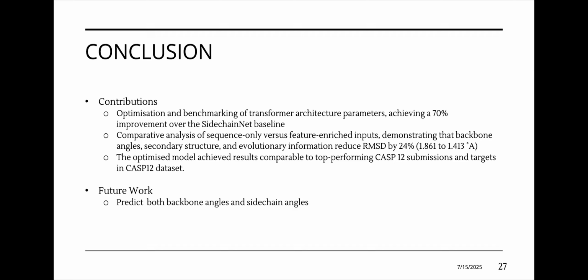To conclude, the contributions presented through this research are optimization and benchmarking of transformer architecture parameters, achieving a 70% improvement over the sidechain net baseline. A comparative analysis of sequence-only versus feature-enriched inputs, demonstrating that backbone angles, secondary structure, and evolutionary information reduce root mean squared distance by 24%. The optimized model achieved results comparable to top-performing CASP-12 submissions and targets in the CASP-12 dataset. Future work includes predicting both backbone and sidechain angles.